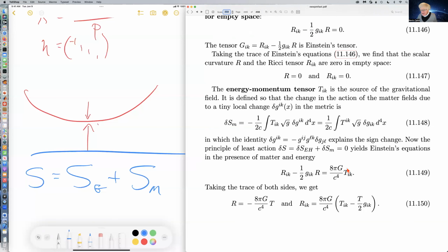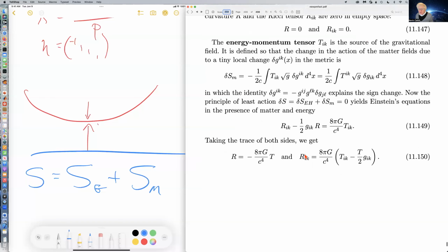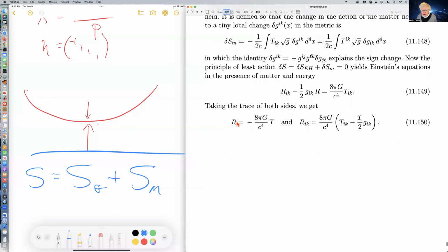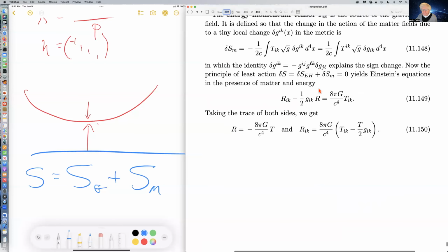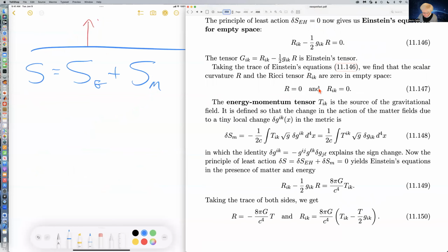Then you can once again take the trace of both sides, and you get two more expressions. So this gives you the Riemann curvature in terms of the trace of the energy momentum tensor, and it gives you the Ricci tensor in terms of the energy momentum tensor and its trace and the metric. Maybe I should show you some of these.